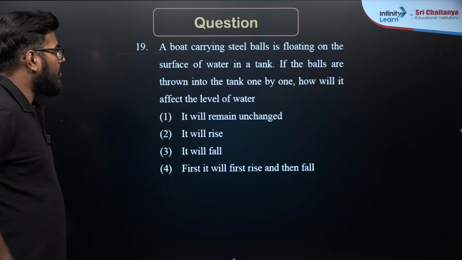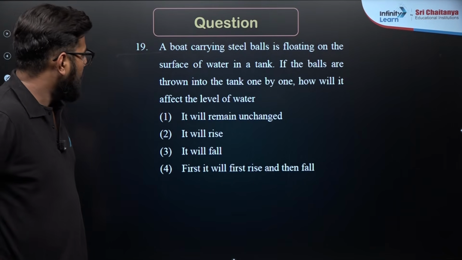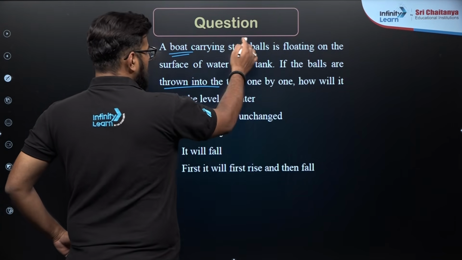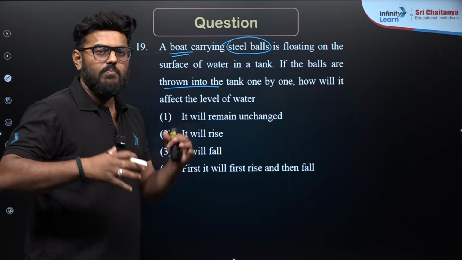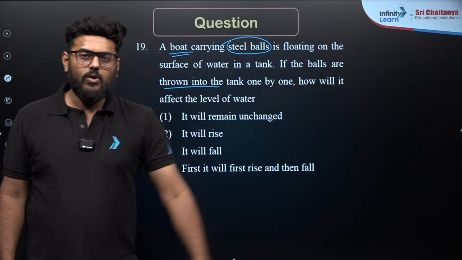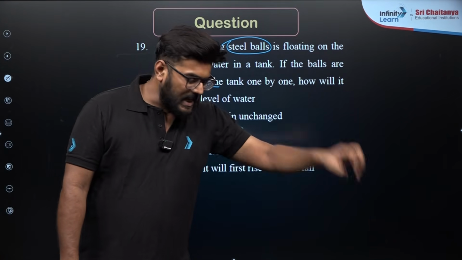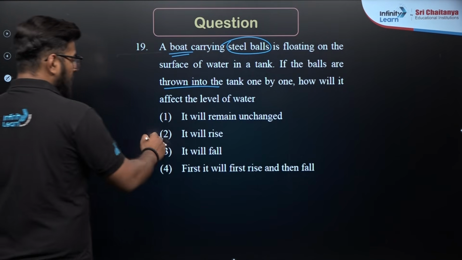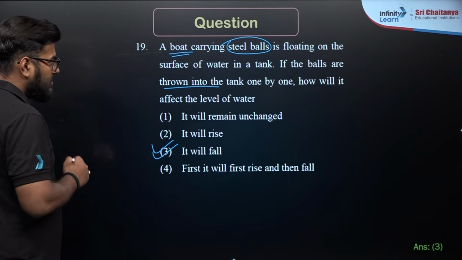A boat carrying steel balls is floating on the surface of water in a tank. If the balls are thrown into the tank, see, in the boat, the steel balls will displace more amount of liquid because they are getting balanced. But when you place them directly in water, they sink to the bottom because they are not able to displace more amount of water. So the level will always fall. Remember this thing, this is a standard problem.